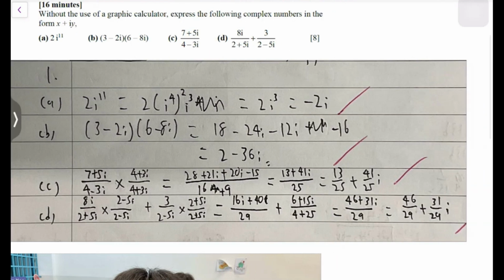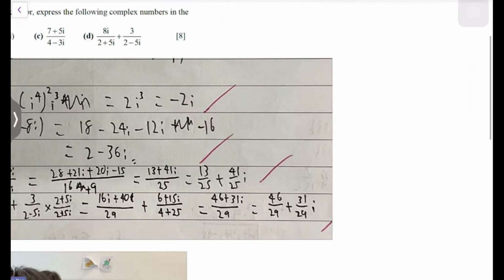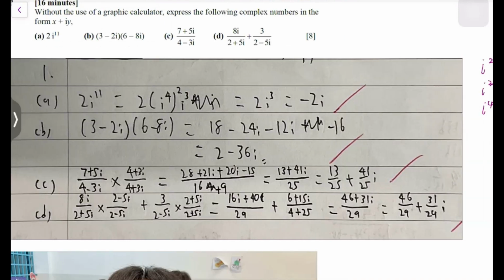Question 1 over here, right? Without the use of GC, express the following complex number in the form x plus yi. So what we're doing here is simplifying complex numbers, correct? For the first one, 2i power 11, we need to break this 11 out into i^4 or i squared, up to you. Not just i^4, but you need to know what is i squared, i cubed, all these three to make life easy. So i squared is -1, i cubed is -i, i power 4 is 1. We need to use this to make life easier.